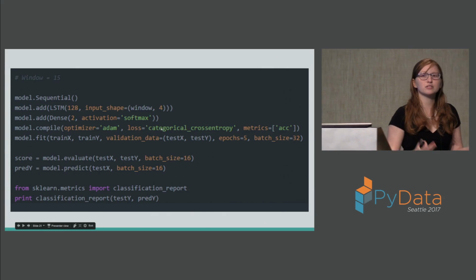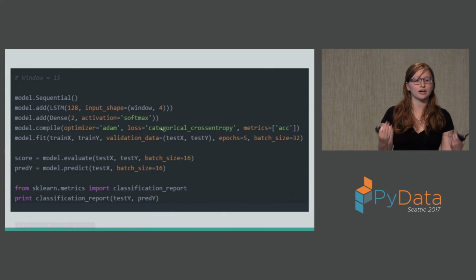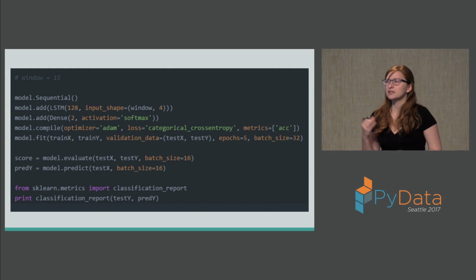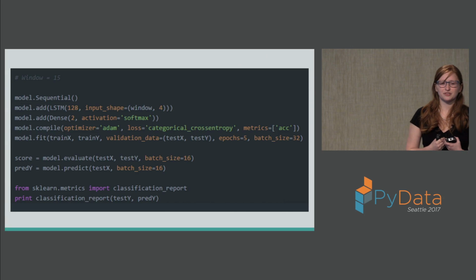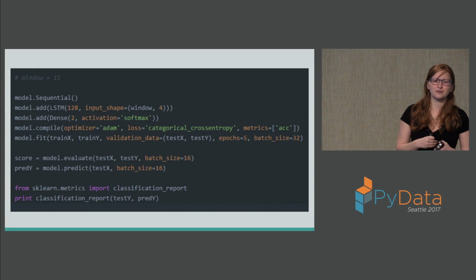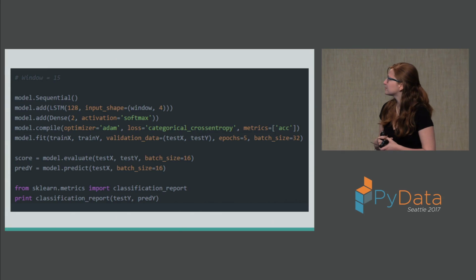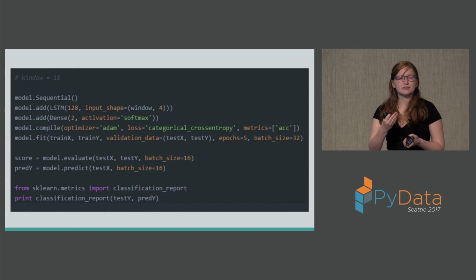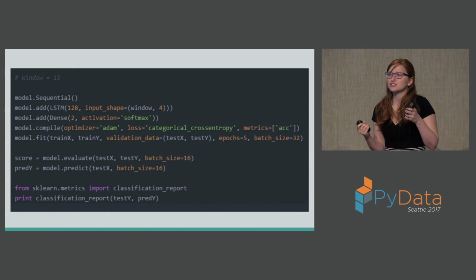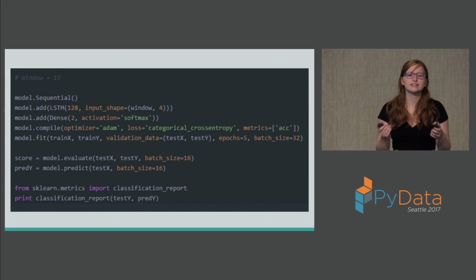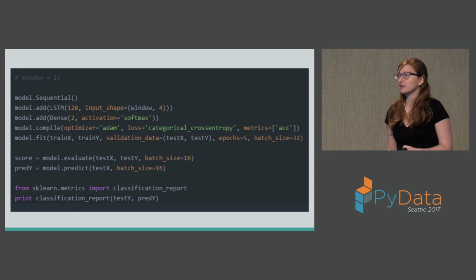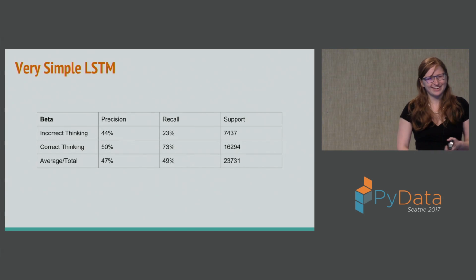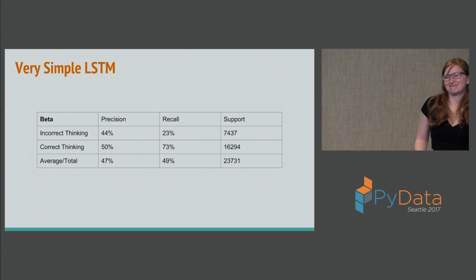Doing this sometimes causes a difference in how your data outputs, but in this case, it's so simple that there really wasn't much of a difference. I go ahead and call evaluate and predict. Mostly the predict is to give me those actual Y's on my test, so I can send that into a classification report and see what I get out. With this very, very simple LSTM, I get something not that great.